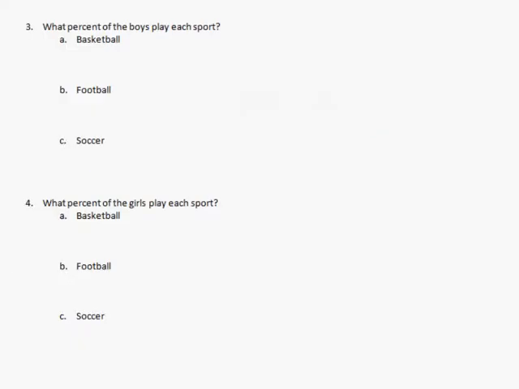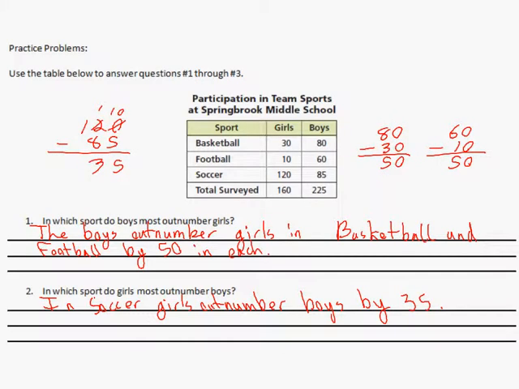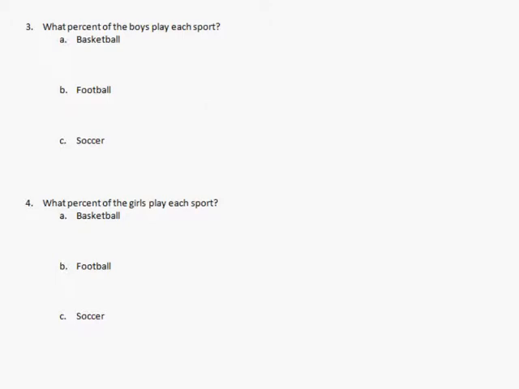Let's see what question number 3 says. Oh, we actually have questions through 4. So question number 3, what percent of the boys play each sport? Oh, and then question number 4, what percent of the girls play each sport? So we have a total number of 160 girls and 225 boys. So if we move on, basketball is 80 out of 225.